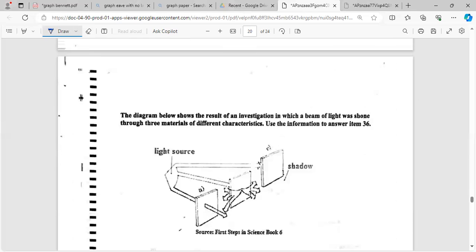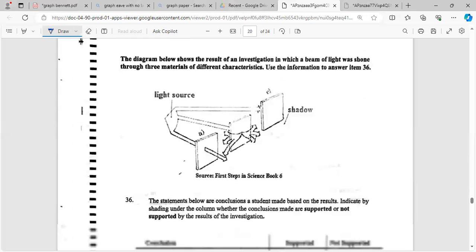So let's look at this one now. The diagram below shows the results of an investigation in which a beam of light was shone through materials of different characteristics. Use this information to answer item 36. So we have the sources first in science physics. Alright. So basically, the light goes straight through A, B, and C.